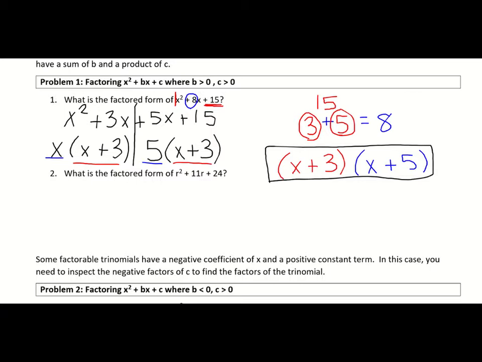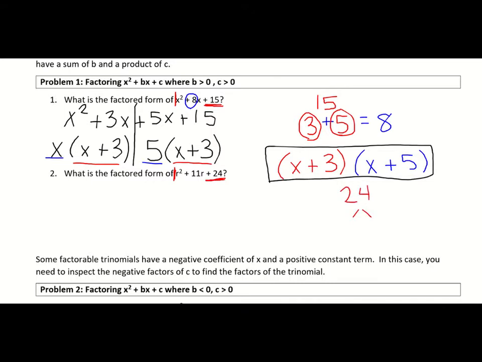So let's also take a look at number 2. We want to factor r squared plus 11r plus 24. So in order to factor trinomials, what I have to do is take the number in front of the squared term, in this case 1, and multiply it with the constant, in this case 24. 1 times 24 gives me 24.